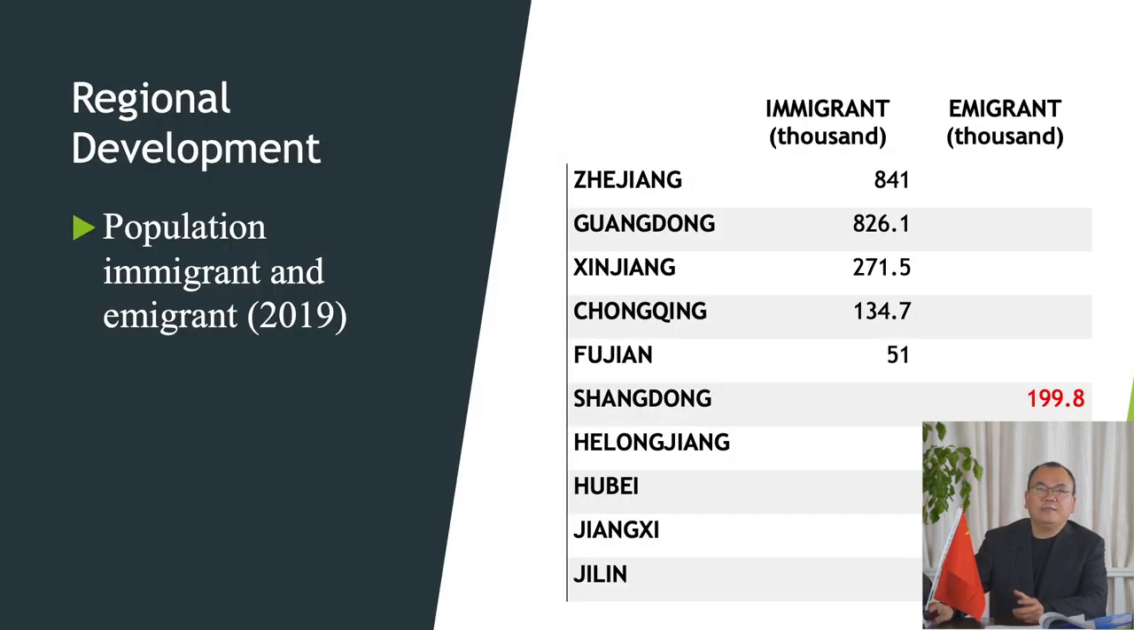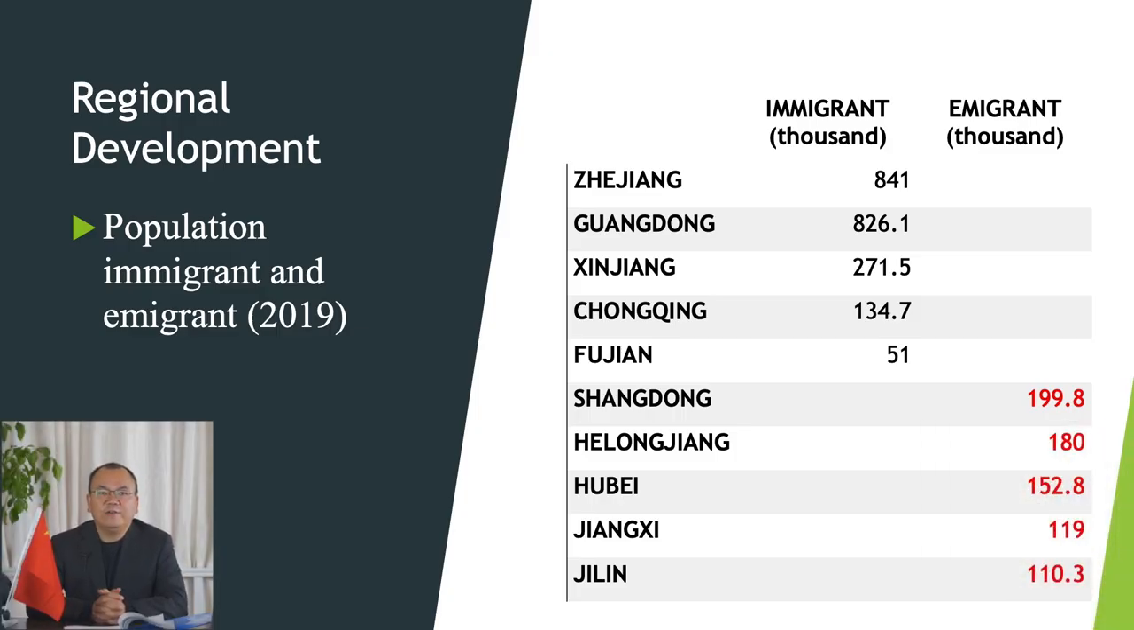Let's see another index about regional development: population immigration and emigration. When an area's economy is developing fast, most probably it will attract people. Last year, Zhejiang province was the first host for immigrants, around 1 million. Then Guangdong province attracted 826,000. Among the first big 5 immigrant host provinces, most of them are developed areas in China.